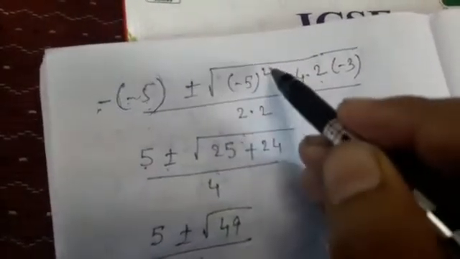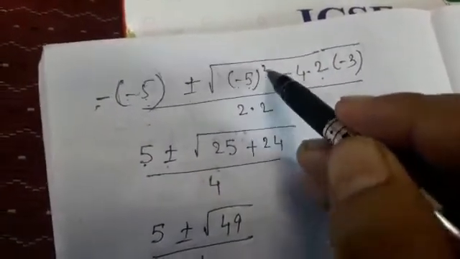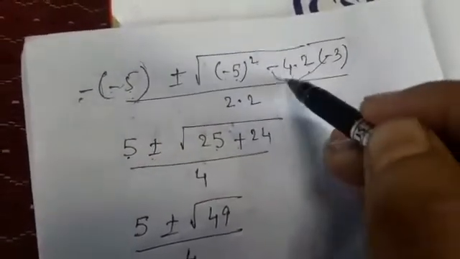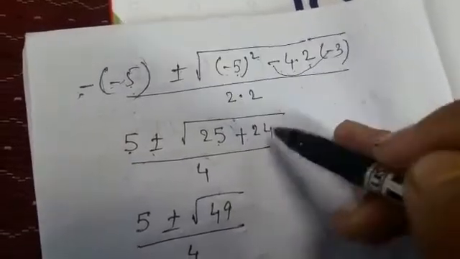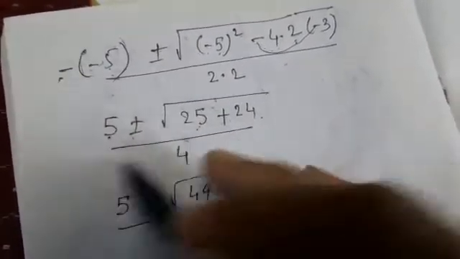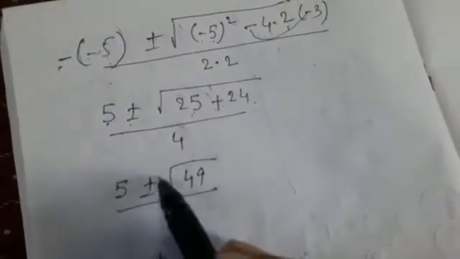Now see, minus 5 squared will give you how much? Plus 25, and plus minus into minus will give you how much? Plus. So plus 4 into 2 is 8, 8 into 3 is 24. So root under 25 plus 24, whole by 4. Now you take 5 plus minus, 25 plus 24 is how much?